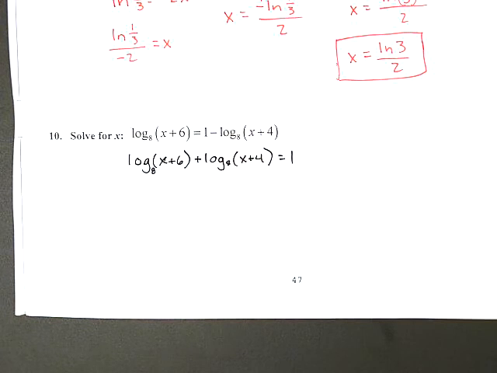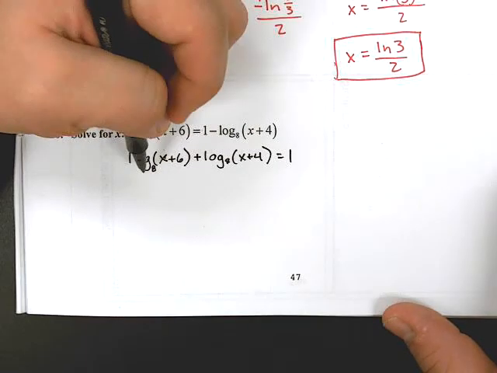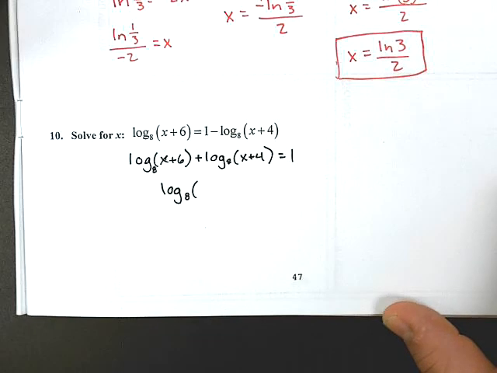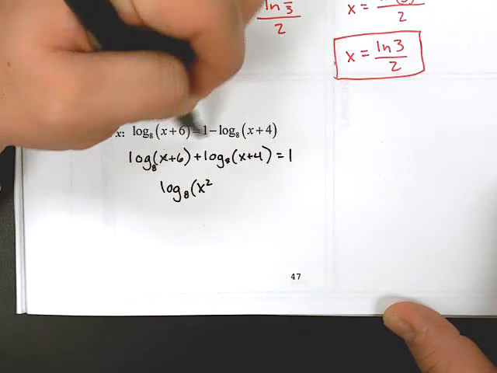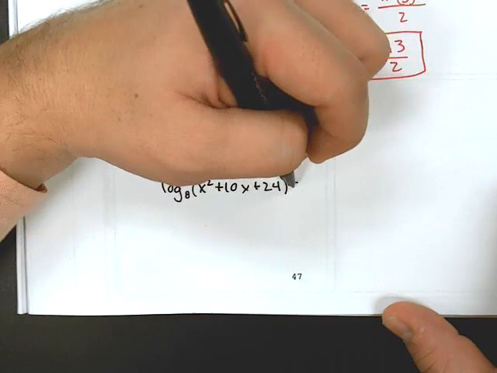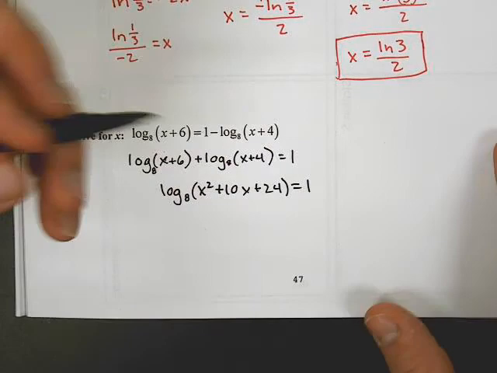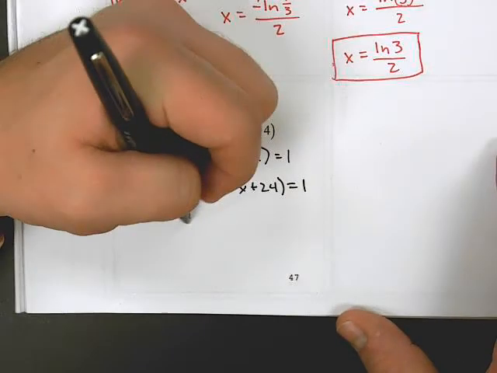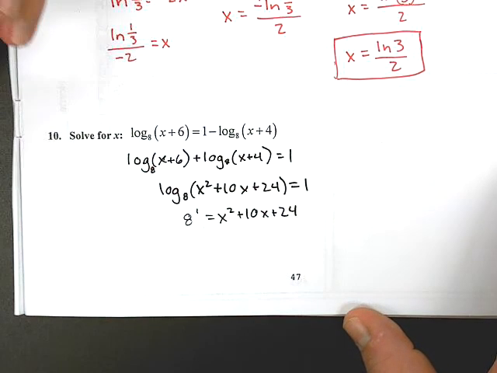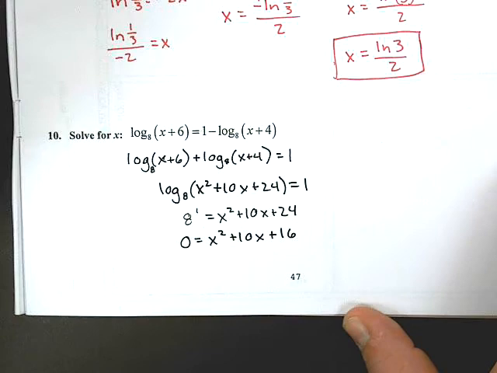This goes back to what we did earlier, guys. We know that when we have 2 logs, same base, with addition between them, we can combine using multiplication of the arguments. So x squared plus 6x and 4x, that's 10x. 6 times 4 is 24. All right, this is looking good. And now because I have variables in an argument, I'm going to log circle or convert to exponential form, which means 8 to the first is equal to x squared plus 10x plus 24. And 0 equals x squared plus 10x plus 16.